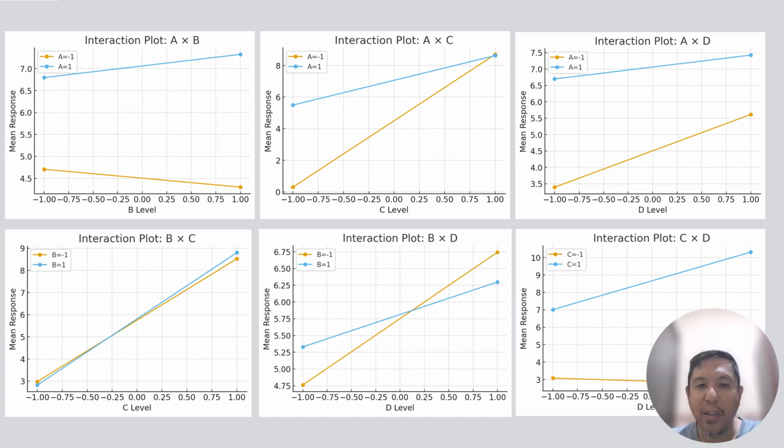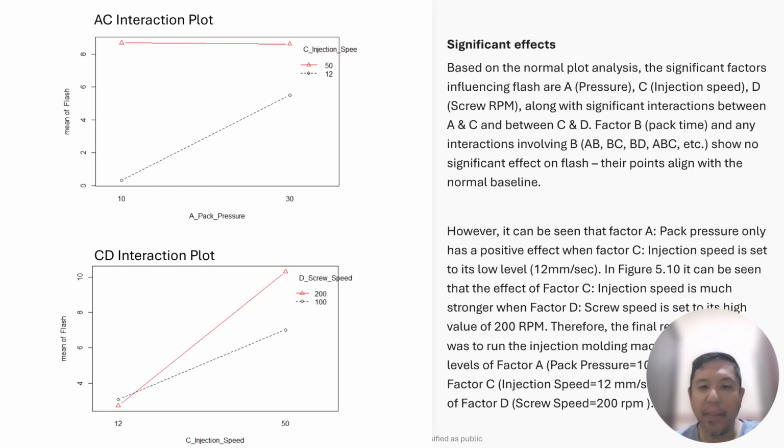So as you can see here in these interactions, the two important interactions, firstly, AC, pressure and speed, and CD, speed by RPM, are, I would say, the interactions that are very significant. This AC, pressure and speed interaction, was negative in sign, meaning the effect of pressure is big when speed is low, but when speed is high, changing pressure doesn't do much.